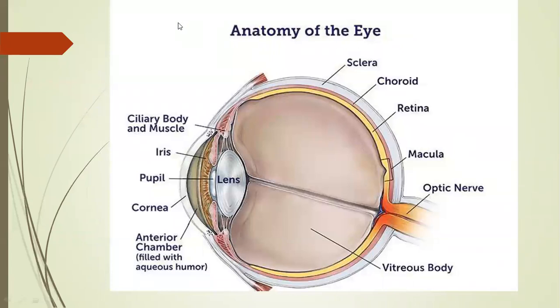So anatomy of eye, here you can see this is the sclera, this is the choroid, this is the retina, this is the macula, this is the optic nerve, this is the vitreous body, this is the lens, this is the iris, pupil, cornea and anterior chamber which is filled with the aqueous humor.